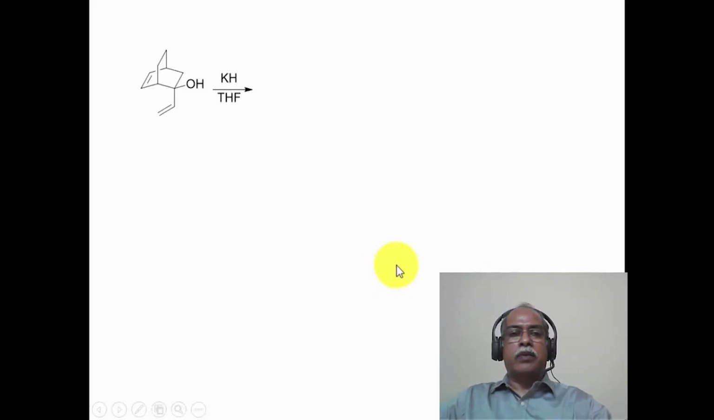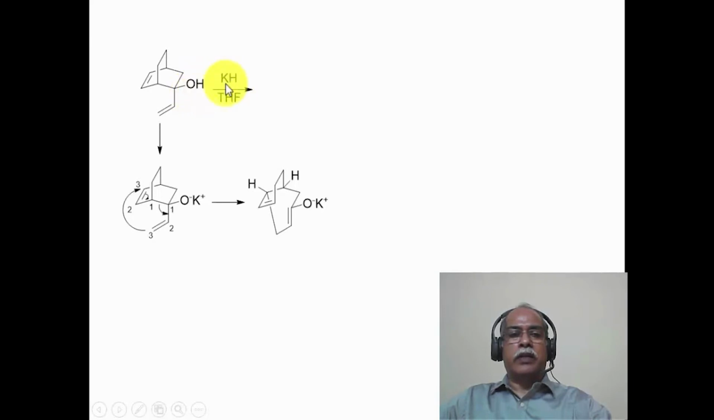Now here is an example. You are asked to identify the product of this particular reaction. The reaction essentially involves this alcohol being treated with potassium hydride in THF and heated to about 50 degrees or so, and what kind of rearrangement is going to take place? When you treat the alcohol with potassium hydride, you are going to get the potassium alkoxide as the product. The potassium alkoxide, of course, is part of a 3,3 anionic oxy-Cope, a 3,3 sigmatropic rearrangement system.